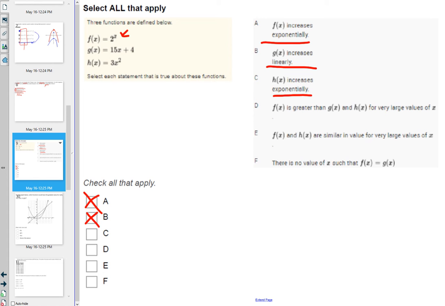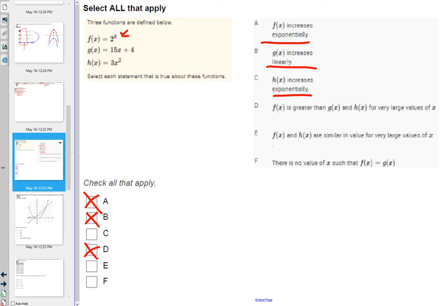F of x, okay, watch. If you remember when we did that unit on comparing functions, when we talk about very large values, we're talking about what's happening as we go to infinity. As you go to positive infinity, which of those functions tends to get biggest the fastest? Exponentials. Yeah. What gets biggest the second fastest? Quadratics, and then the slowest ones are the linear. So f of x is greater than h of x for very large values. F of x is exponential, h of x is quadratic, so yeah, f of x is greater, so D is going to work.